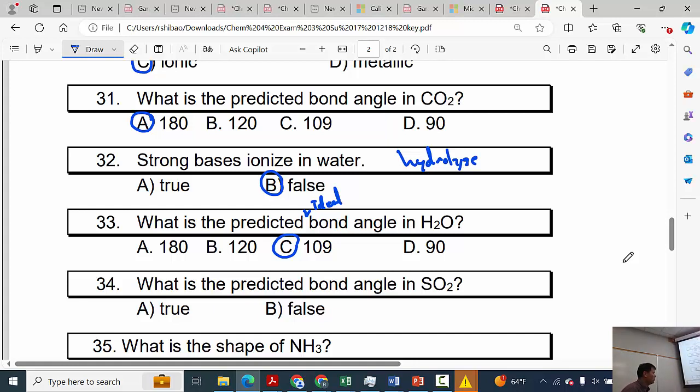What is the predicted bond angle in SO2? False. It's supposed to be a double bond here. Not a triple. What do you see? No. 120. It's 120 because if you have three groups, single bond, lone pair, double bond, that's three groups. And three groups spread as far apart as possible gives 120-degree angles.